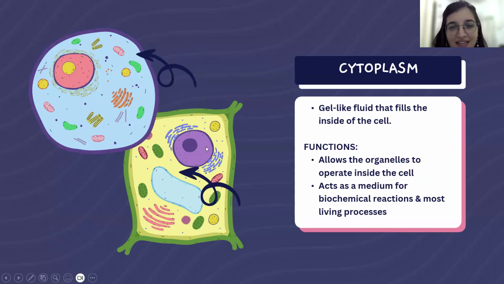And the function of the cytoplasm is that it allows the organelles, all these different organelles, to operate inside the cell. It houses these organelles. And it's also a medium where all the chemical reactions, the biochemical reactions, and the living processes occur inside the cell.